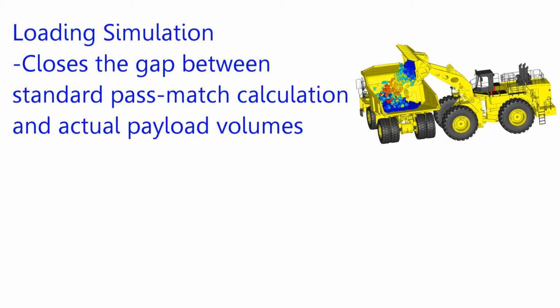With loading simulation, we actually take into account many more details. We simulate the underlying geometry. We have the inherent properties of the material included, things like angle of repose, and the kinematics of the motion of the loading tool, as well as the relative motion between the loading tool and the dump body itself. So now we're able to calculate a more realistic volume or capacity, which leads us to a more accurate pass-match ratio.